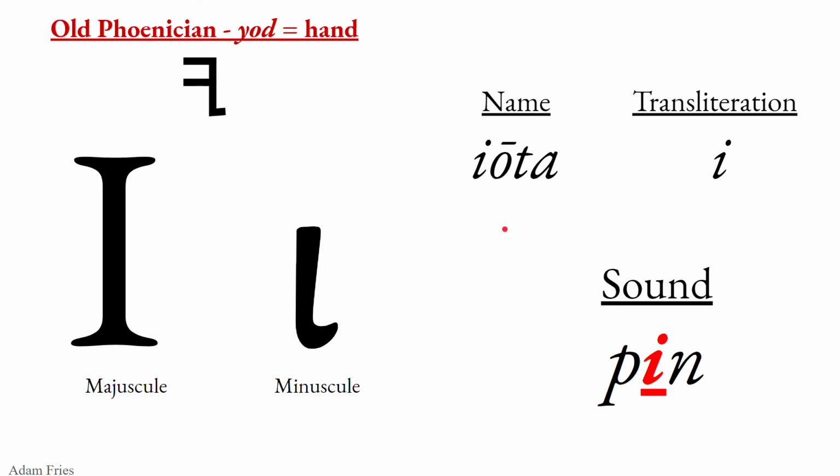The Old Phoenician yod becomes the Greek iota. We transliterate this as an I. Now remember, this can, like Latin, be either a vowel I or consonant I, like it is in its name, iota. The sound of the vowel is like the I in pin, just a simple I. The long iota is like an E in machine. The short is the long is I.